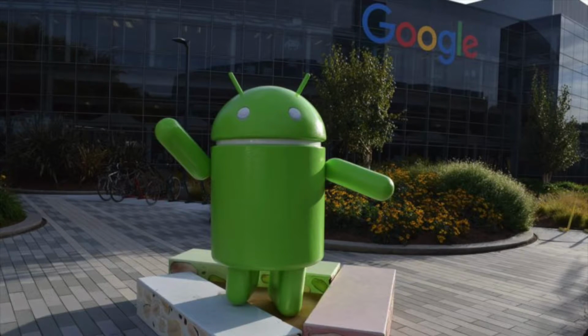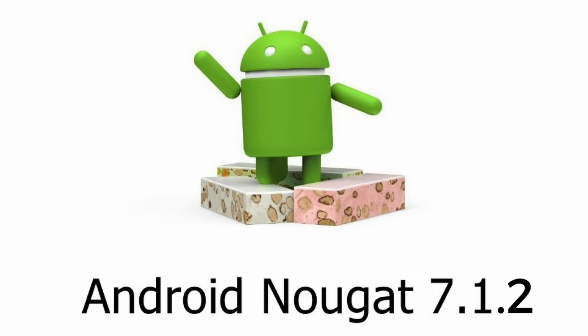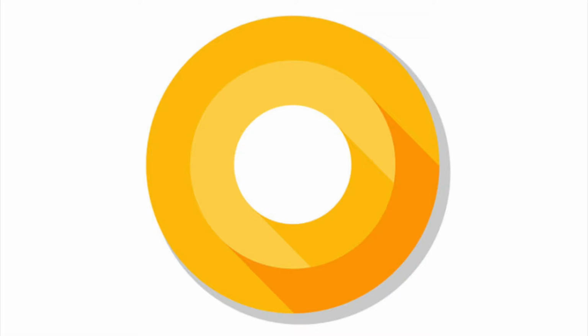Just a day after the second beta version for Android 7.1.2 Nougat arrived for Pixel and Nexus devices, Google has yet another surprise for us. The company has just announced its next version of Android, and the name unsurprisingly is Android O. Of course, this won't be the final name of the next version of Android, but for now, it's just Android O.